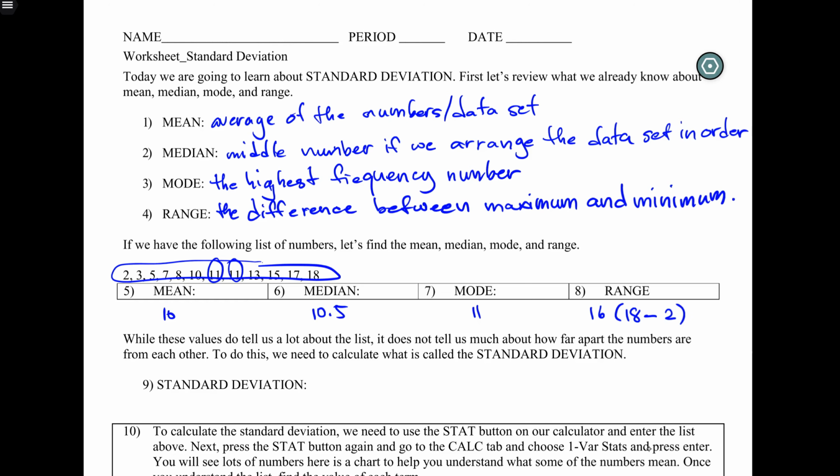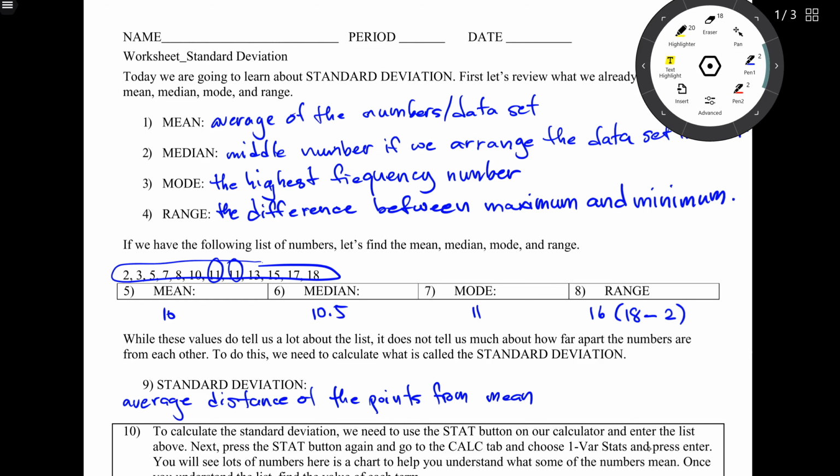Then the standard deviation is the average distance of the points from the mean. Okay, let me erase that. Copy it in your notes. Let me erase this so I can have some space to write the formula for the standard deviation.